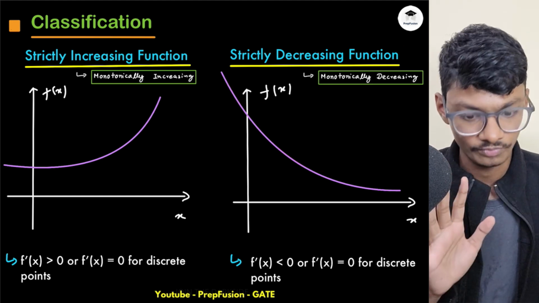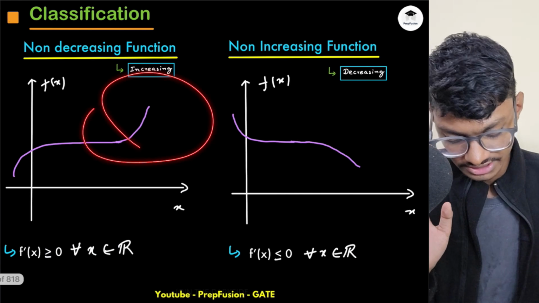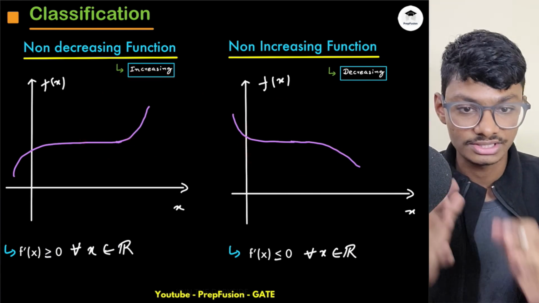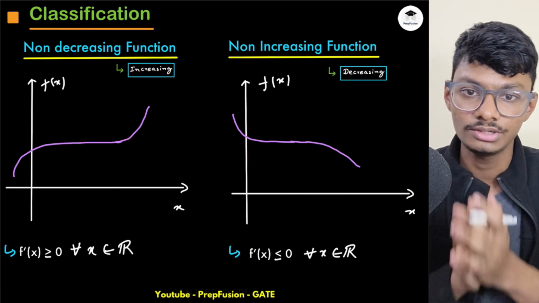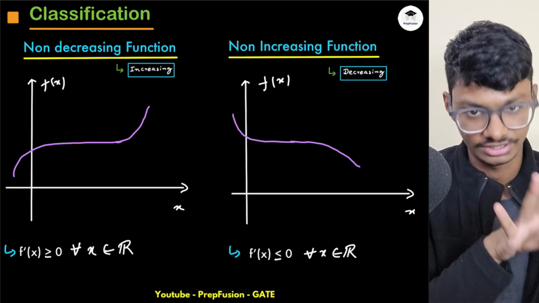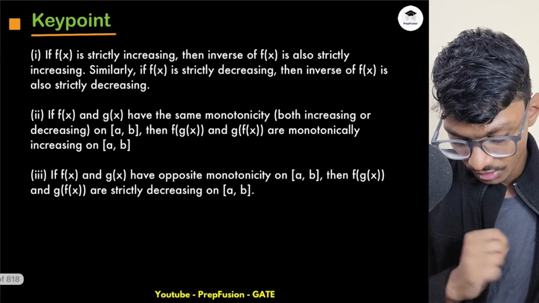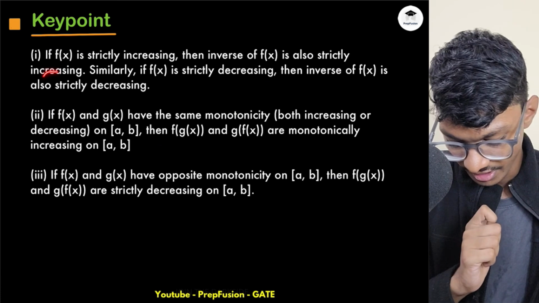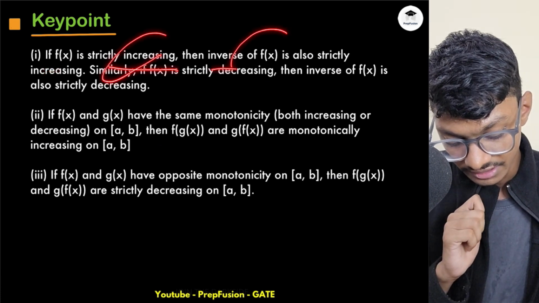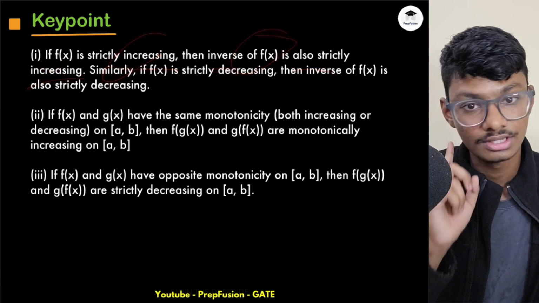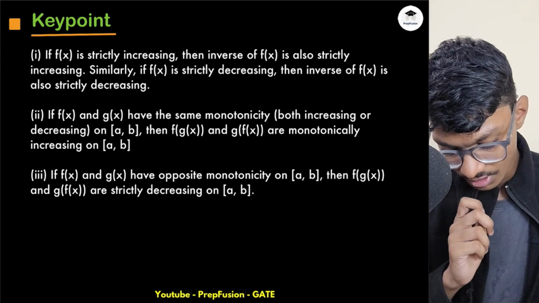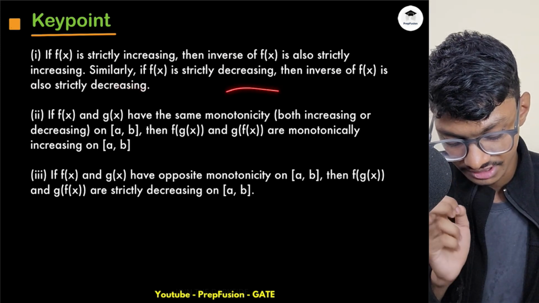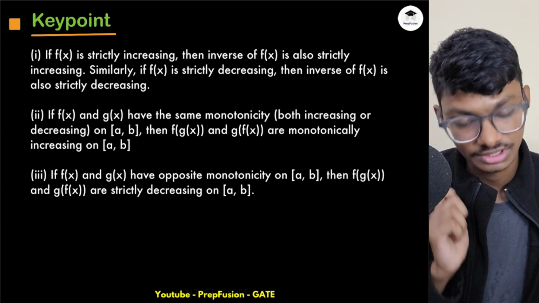Does it ever increase? No. So obviously these are falling in this category. But you have to understand the differences between all of these four classifications. So I have written in key point: if f of x is strictly increasing, then the inverse of f of x is also strictly increasing. Similarly, if f of x is strictly decreasing, then the inverse of f of x is also strictly decreasing.